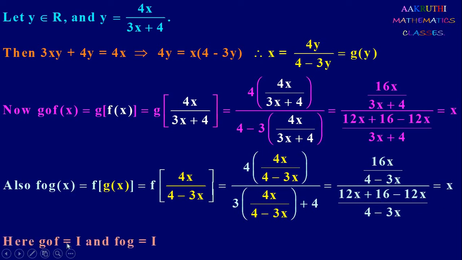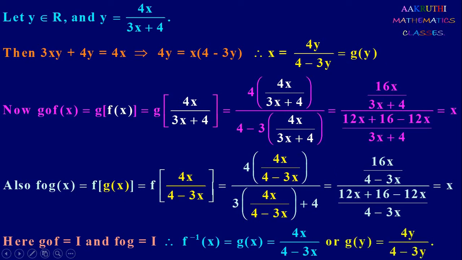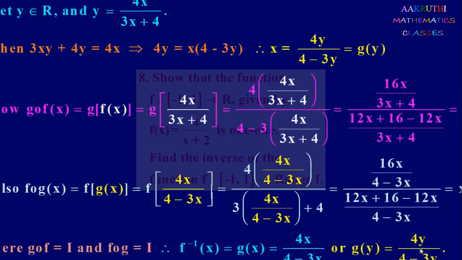So therefore here g composite f is I and f composite g is also I. So both are identity functions. So g composite f is identity function and f composite g is also identity function. So therefore f is invertible and f inverse is g here. So therefore f inverse of x is g of x and g of x is 4x divided by 4 minus 3x. Therefore inverse of function f is g and g of x is 4x divided by 4 minus 3x. Or we can write f inverse of y is g of y and g of y is 4y divided by 4 minus 3y, which is inverse of f function.